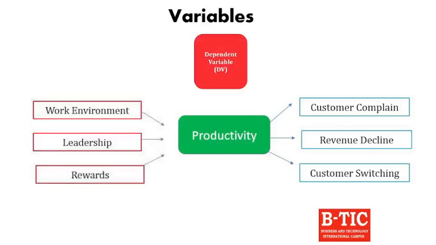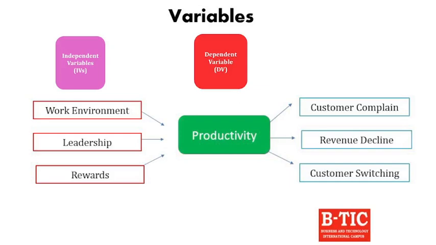Work environment goes up and down, and the productivity may go up and down. Leadership of your company, when that gets better, your productivity may get better. And if that leadership goes down, the productivity may go down as well. The rewards, that is again, when you pay more, the productivity may go up, and if the reward is getting less, or if that is not compensating, the productivity may go low as well. So productivity is the dependent variable, and the work environment, leadership, and the rewards are the independent variables.